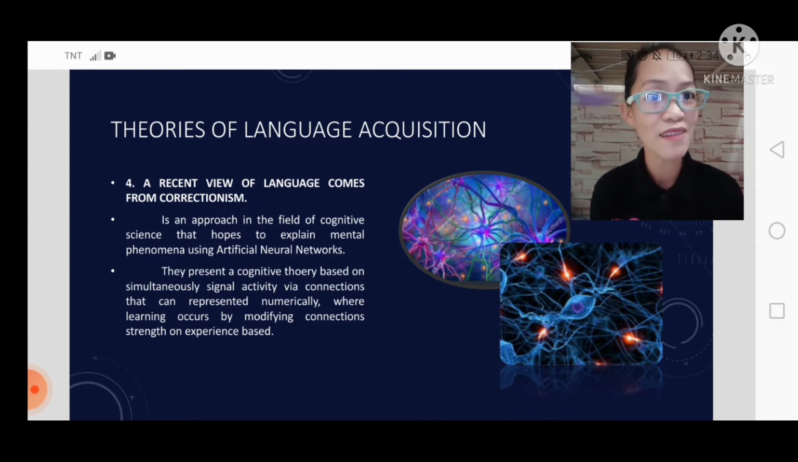They present a cognitive theory based on simultaneous signal activity via connections that can be represented numerically, where learning occurs by modifying connection strength based on experience. So, the recent view of language comes from connectionism, an approach in the field of cognitive science that explains mental phenomena using artificial neural networks, modifying the connection strength based on experience. It means that experience provides the connections through this language acquisition.